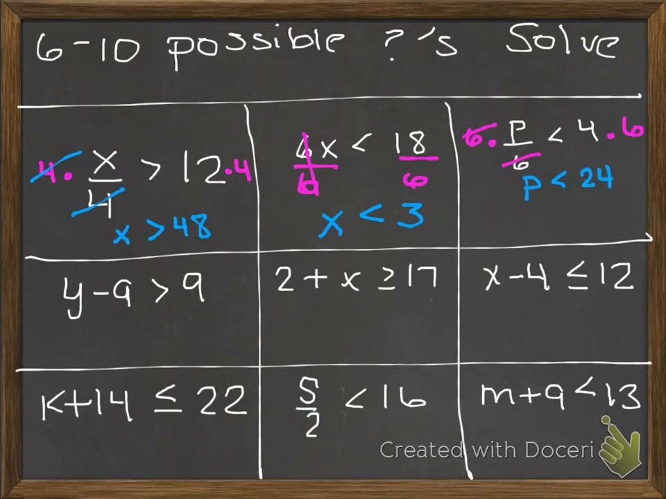The next one we're going to work on is y minus 9 is greater than 9. So don't be confused just because both the numbers are 9. You want to look to see what's being done to the variable. The variable's y. 9 is being subtracted from it. So in order to do the opposite, we need to add 9 to both sides. So we add 9 to both sides, and we're left with 9 plus 9 is 18. So now we have y is greater than 18.